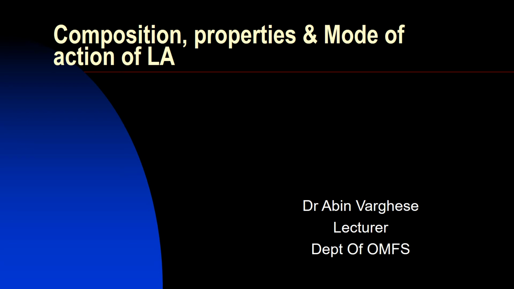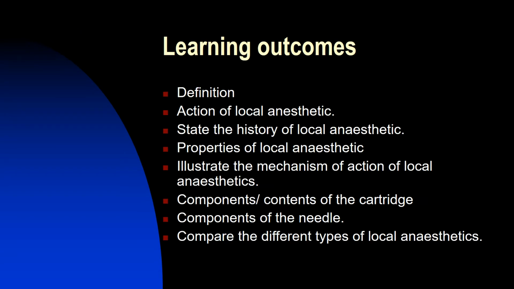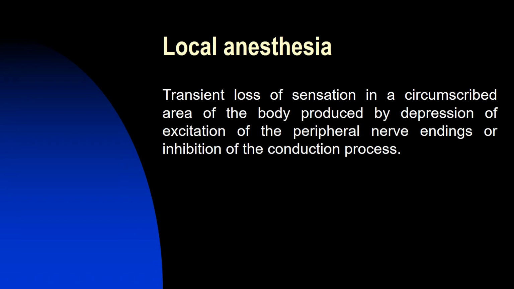Good morning, everybody. Today we are discussing the compositions and the parts of syringes, needles, and what the contents of LA are, and what the different types of anesthetic techniques are. Last class we already discussed the mechanism of action of LA and the physiology of LA. So in these outcomes we are mainly concerned with the action, history, properties of LA, components and contents of the cartridge, and the components of the needle, and comparing the different types of local anesthetics.